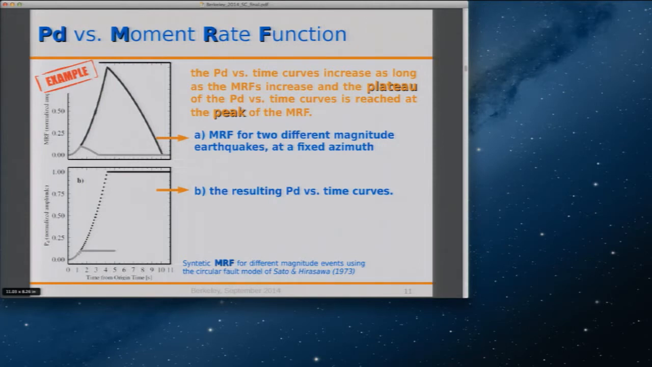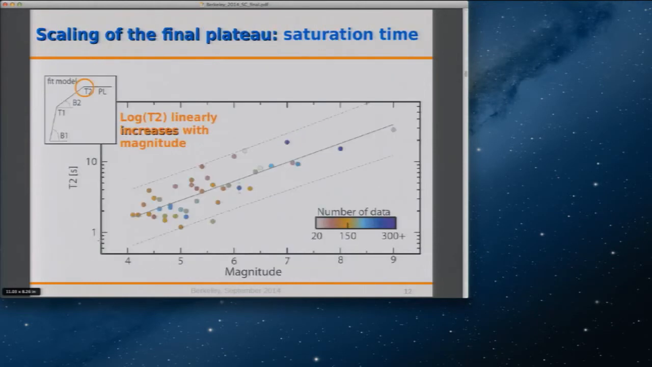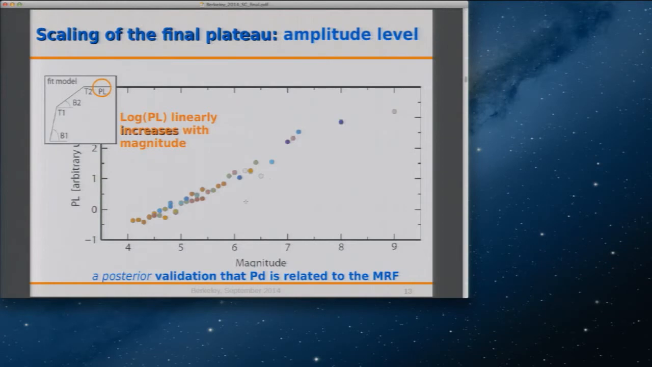So we should expect somehow that the saturation time, which is called T2, is somehow related to the source, to the magnitude of the event. And this is, in fact, what we found, because we found that the second corner time, T2, scales with magnitude. It increases with magnitude in a log linear scale. And we are talking about 2-3 seconds for a magnitude between 4 and 5, and 30 seconds for a magnitude 9. And similarly, also the plateau level scales with magnitude, but this is again something that we expected from the theory.